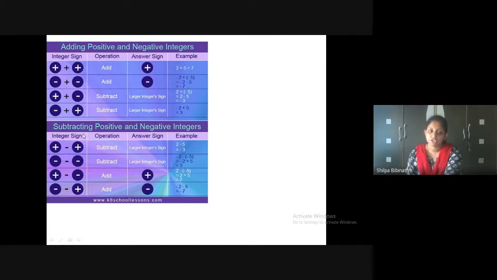Then coming to the subtraction part. If you see two positive numbers subtracted, you are going to subtract, but what about the sign? You check which is the bigger number and put the sign accordingly. When two negative numbers are subtracted, what are you going to do? Here, minus 2 minus, in the bracket, minus 5 is given. So minus into minus will become plus, and then minus 2 plus 5. Which is the greater number here? 5. So the answer will be positive.